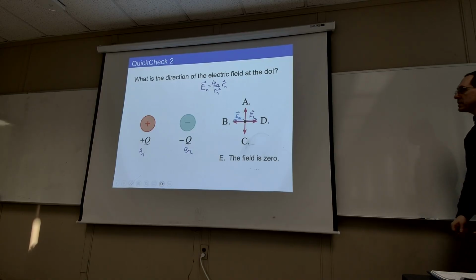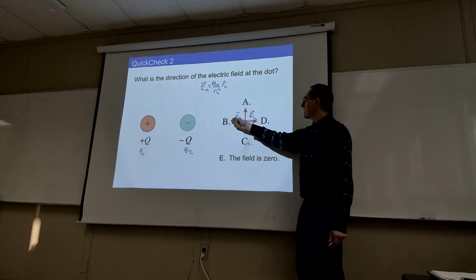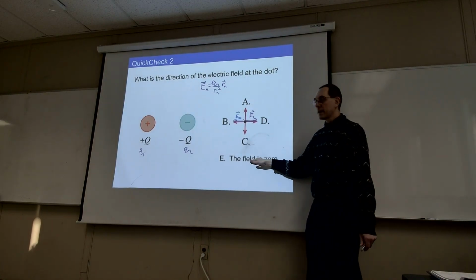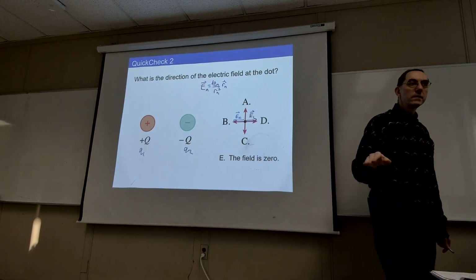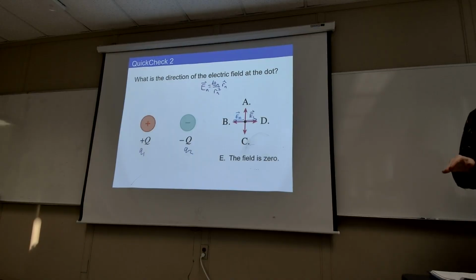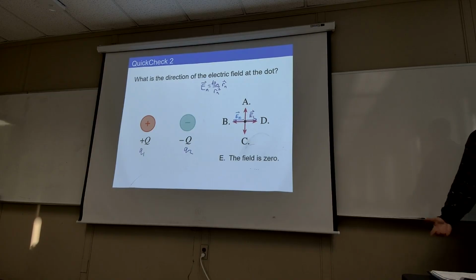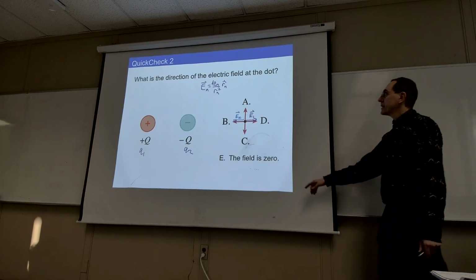Okay, so does that mean that the fields cancel out? I see the same direction this way as this way. People are shaking their heads. Why not? What's wrong with that logic? Yeah, the negative q is a little bit closer, so it would have a stronger influence. That's right. I have to account for that.